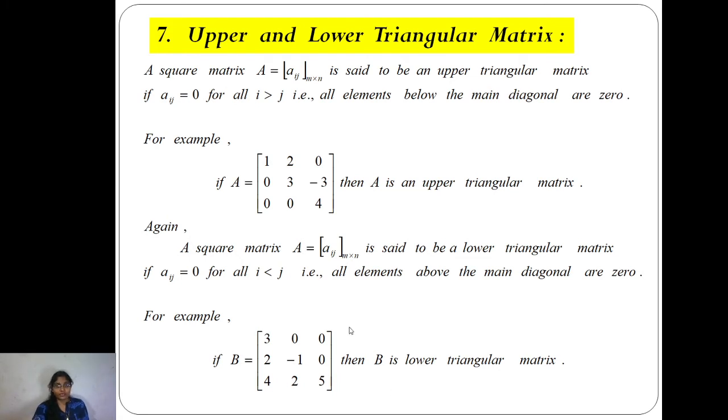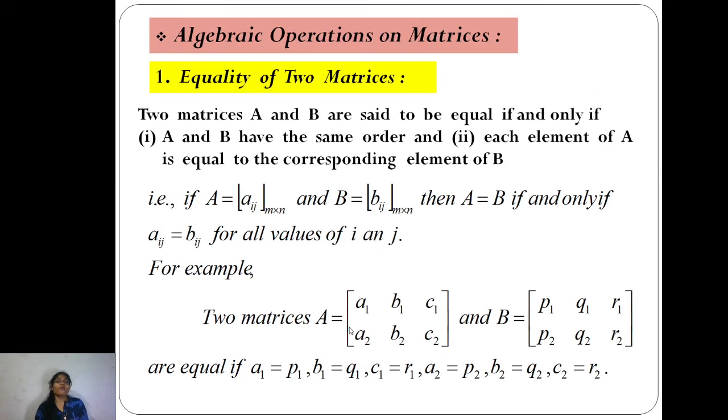Okay, next, algebraic operation on matrices. Equality of two matrices. দুটো ম্যাট্রিক্স কখন সমান হবে? Two matrices A and B are said to be equal if and only if A and B have the same order and each element of A is equal to the corresponding element of capital B.